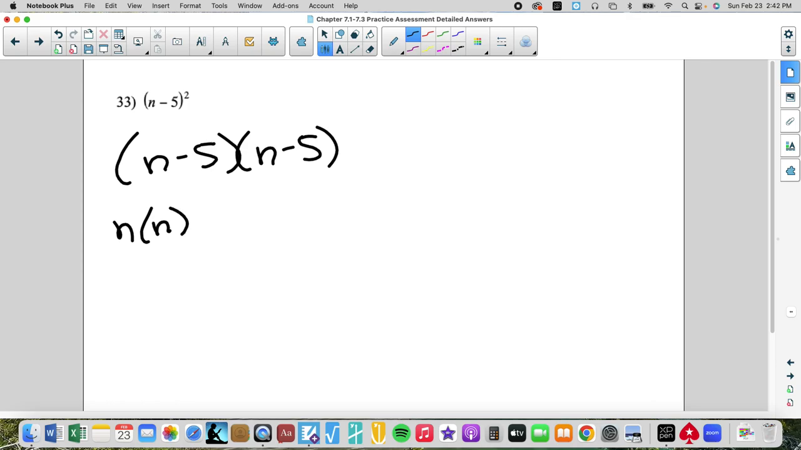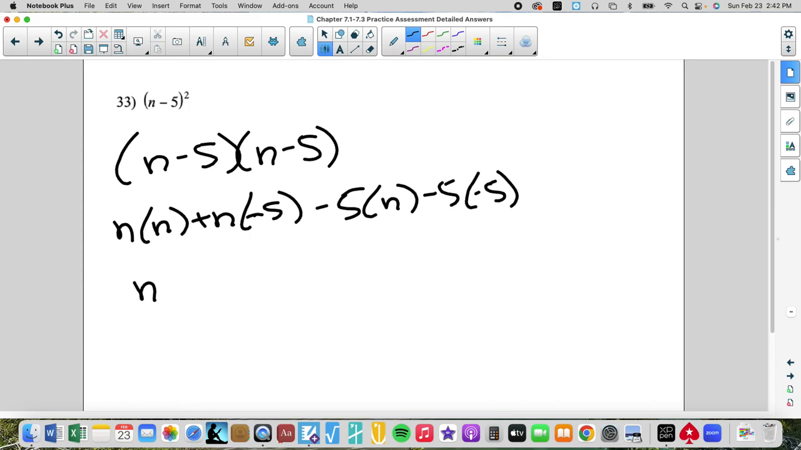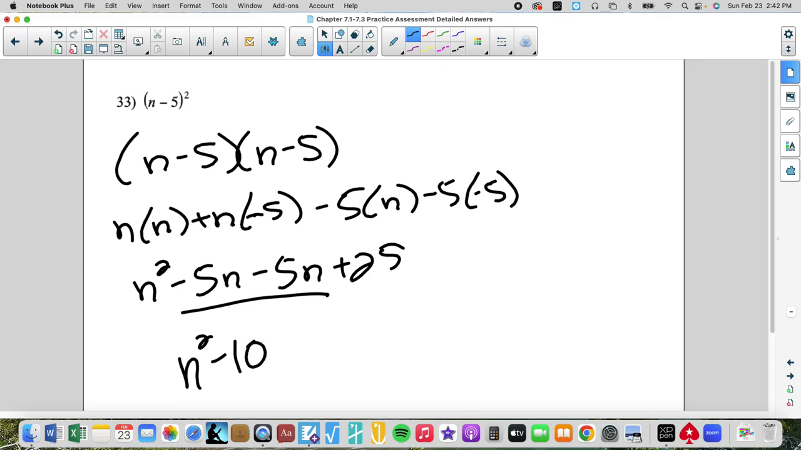N times n plus n times negative 5 minus 5 times n minus 5 times negative 5. N times n, n squared. N times negative 5, negative 5n. Negative 5 times n, negative 5n. Negative 5 times negative 5, positive 25. These are like terms. N squared minus 10n plus 25.